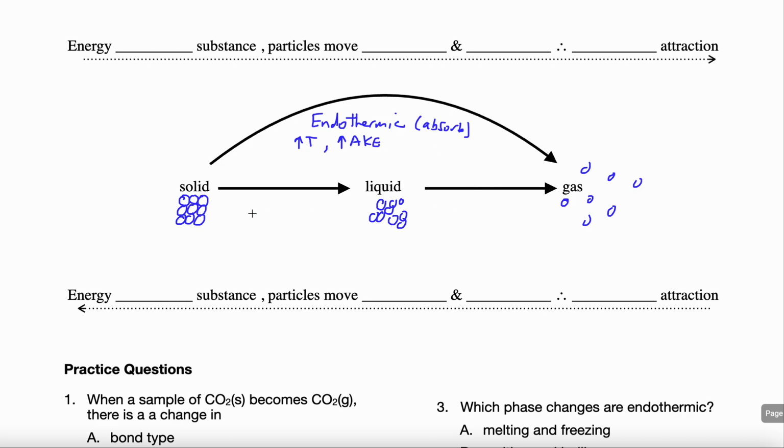But also take a look. There is an increase in the spacing and organization of the molecules because there's a decrease in the attraction strength. So I'm going to write a decrease in the attraction strength.